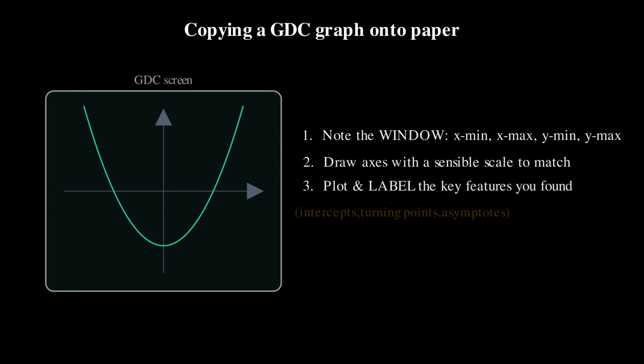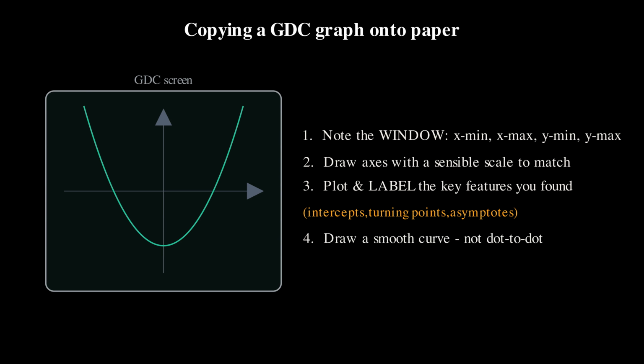Intercepts, turning points, asymptotes with their coordinates. And step 4. Join them with one smooth curve, not a jagged dot to dot. The examiner is grading your labels far more than your artistry.